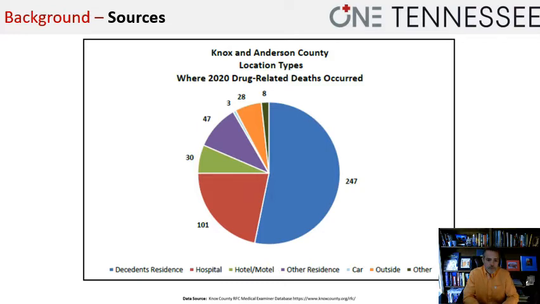Then you see things that I would think are more characteristic. Hotels rented by the hour, someone else's house, not necessarily the decedent's place of residence, a car, a truck stop, outside. So just those other places, but just bear in mind, the majority of these overdoses are happening at home.